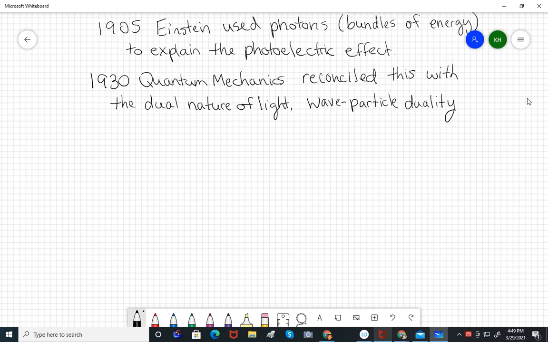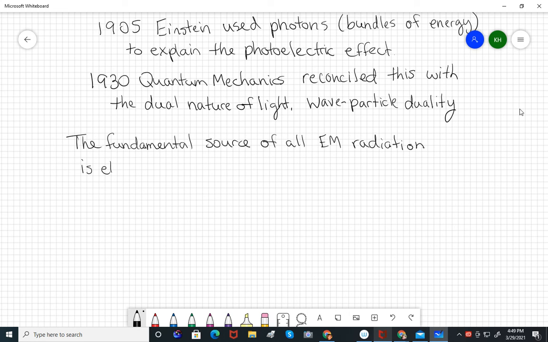Now, where does light come from? We create light when we switch on a light bulb, but what's going on? Well, the fundamental source, the root cause of all electromagnetic radiation is electric charge in accelerated motion.